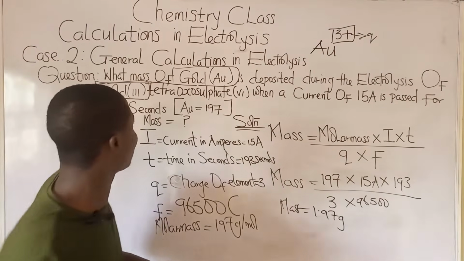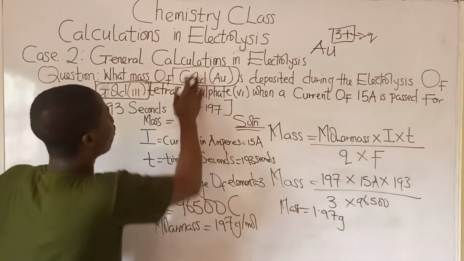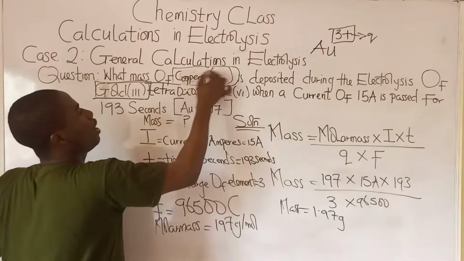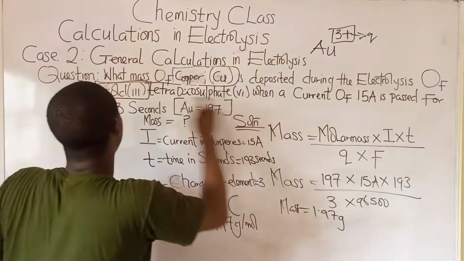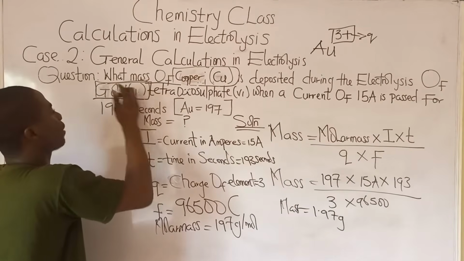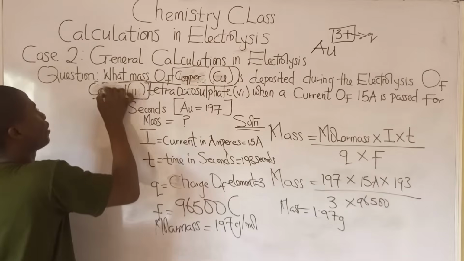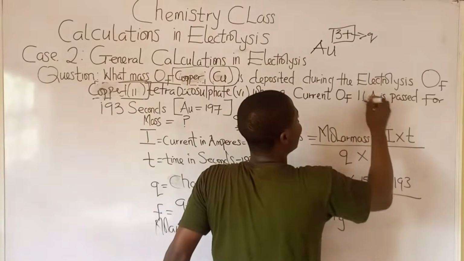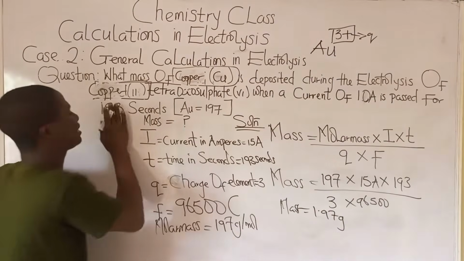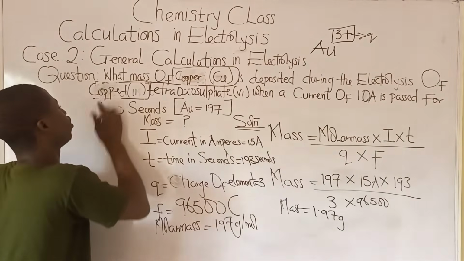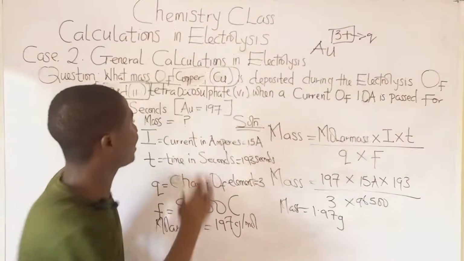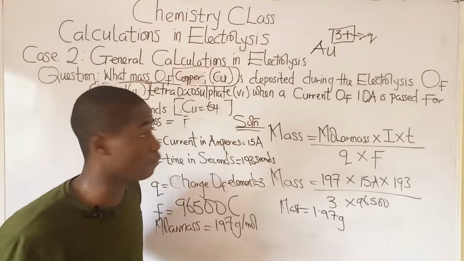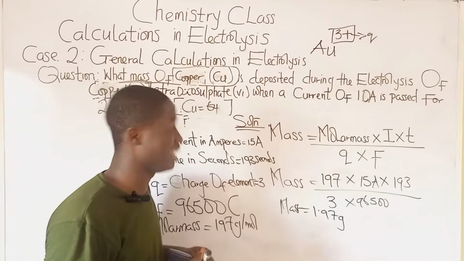Meanwhile, you have to solve your own practical question and provide the answer in the comment section, whereby I'm going to change some of the parameters here, and you have to solve for the mass of copper. Copper is symbolized as Cu, of, let's say, copper 2 sulfate, when a current of, let's change here to like 10 amperes, is passed for, let's say here is 200 seconds. So you provide the answer in the comment section, whereby the molar mass of copper is 64 grams per mole.